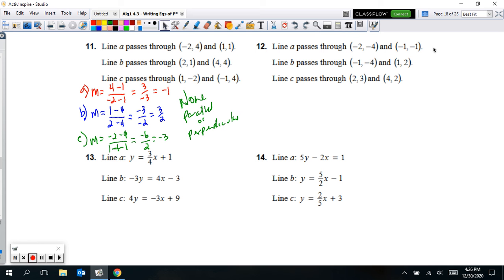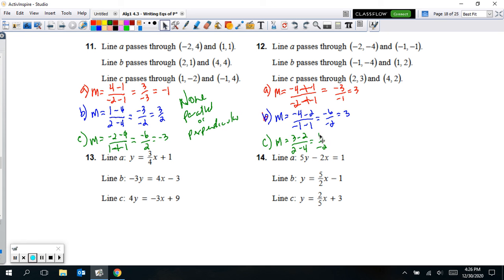Alright, so hopefully you got your slopes here. The slope for A you should have got was 3, after you subtracted the y's over the x's and got a couple double negatives in that one. The slope for B was 3 also, so right away you got parallel ones for A and B. And then the slope for C is -1/2.